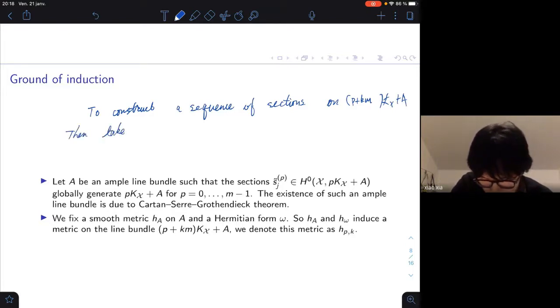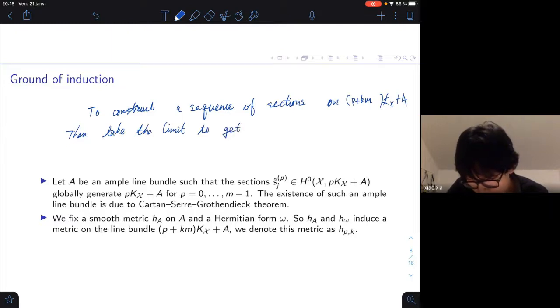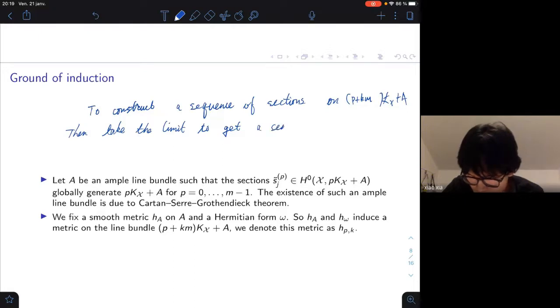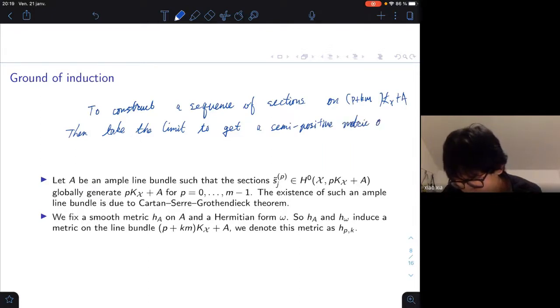Take a limit, because those sections we construct will give you a sequence of semi-positive metrics. When we take the limit, this configuration part, I don't know what to call it, this additional part A will disappear, and we will get a semi-positive metric on MKX.